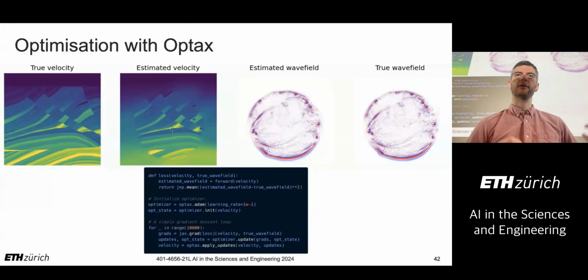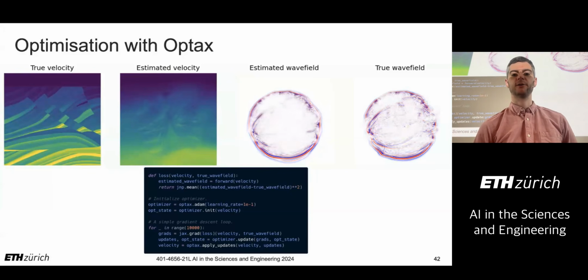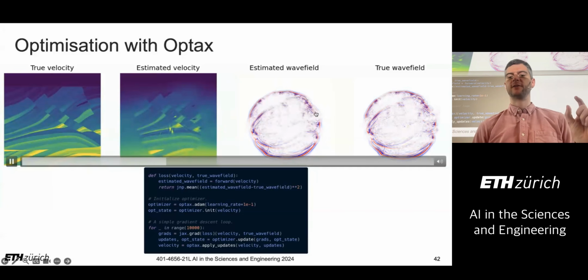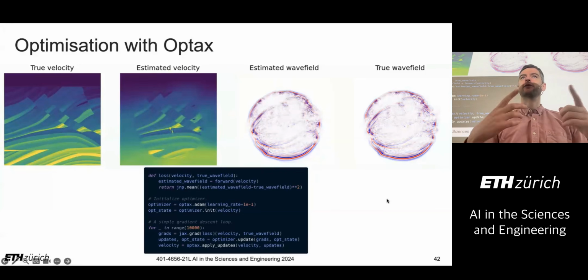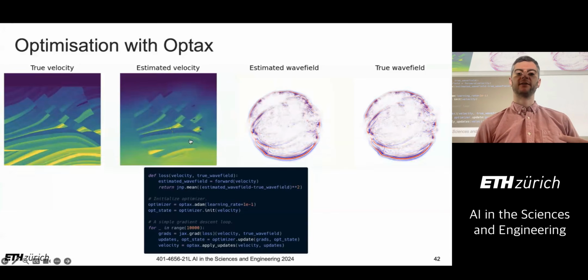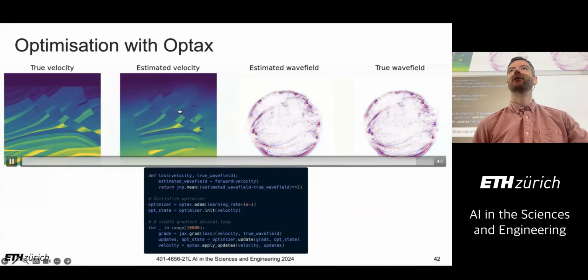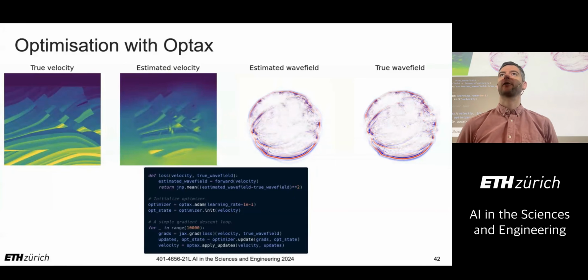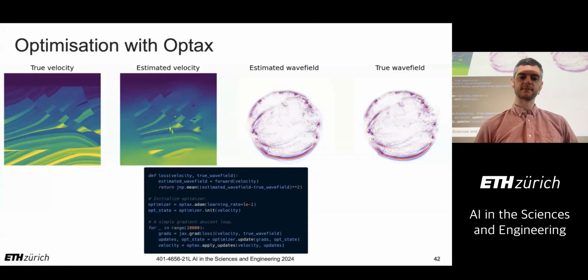Then we can run the forward simulator, call the finite difference simulator to predict the estimated wave field, and have a loss function which matches the estimated wave field to the true wave field. Use JAX's autograd to get the gradient of that loss function with respect to the velocity model, and then update the velocity model using gradient descent. This is a standard optimization algorithm for this inverse problem.